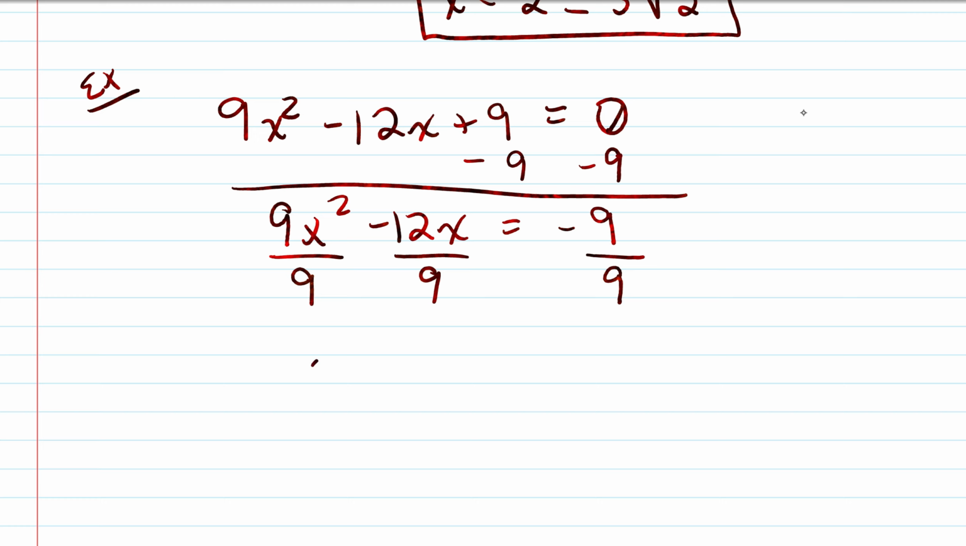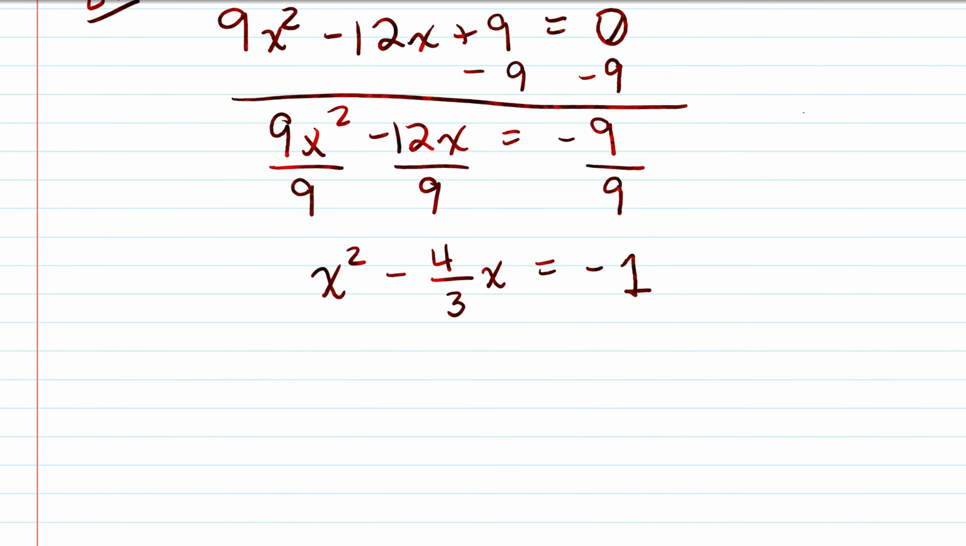So when we divide by 9, you get x^2, and that's what we want, a 1 in front of the x^2. Minus 12 over 9. Well, I can reduce it a little bit, right? I can say 3 goes into 12 4 times, and 3 goes into 9 3 times. So I can make it 4/3. And then this is equal to negative 9 divided by positive 9, which is negative 1.